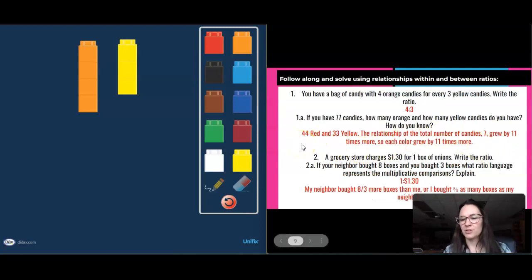Number 2, a grocery store charges $1.30 for 1 box of onions. Write the ratio. If your neighbor bought 8 boxes and you bought 3 boxes, what ratio language represents a multiplicative comparison? Here, I would say my neighbor bought 8/3 as many boxes as I did, or I bought 3/8 as many boxes as my neighbor.